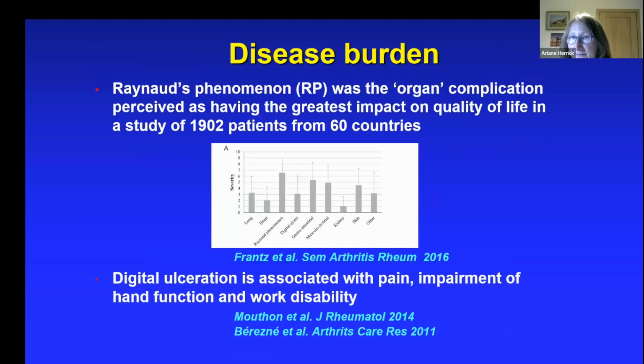The disease burden is enormous. Raynaud's phenomenon, in a survey of almost 2,000 patients, was said, as you can see in the histogram here, to be the organ complication perceived as having the greatest impact on quality of life on a day-to-day basis. And it's well known from a number of different studies and from patients telling us that digital ulceration is associated with pain, impairment of hand function, and work disability. So very major problems to patients.